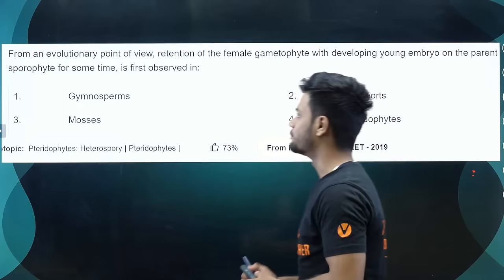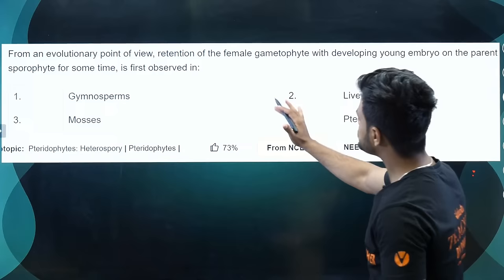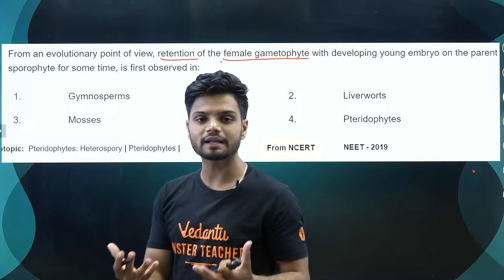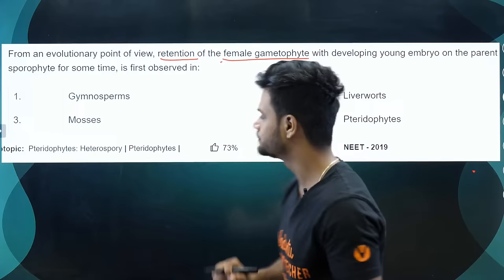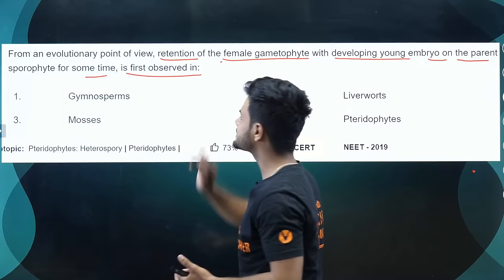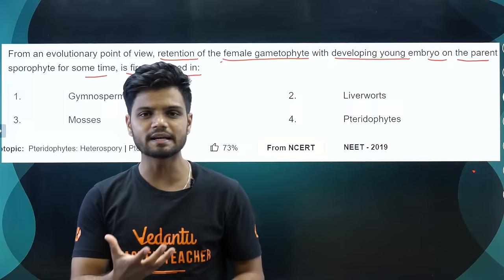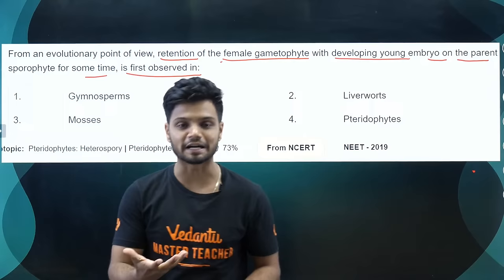From an evolutionary point of view, retention of the female gametophyte, that is, the female gametophyte is retained inside the sporangia, with the developing young embryo on the parent sporophyte for some time, is first observed in. That is the clue. That is, the seed habit was first observed in which group? When did you first observe the seed habit?